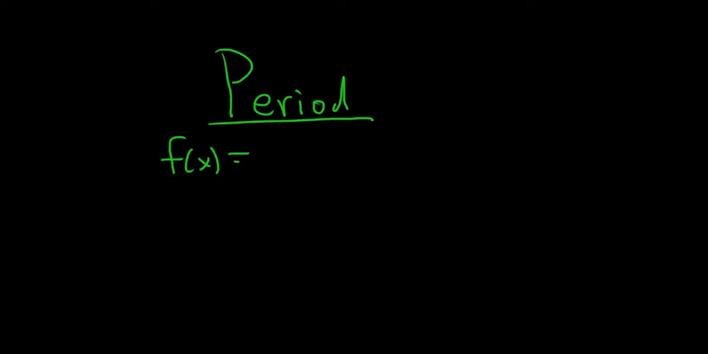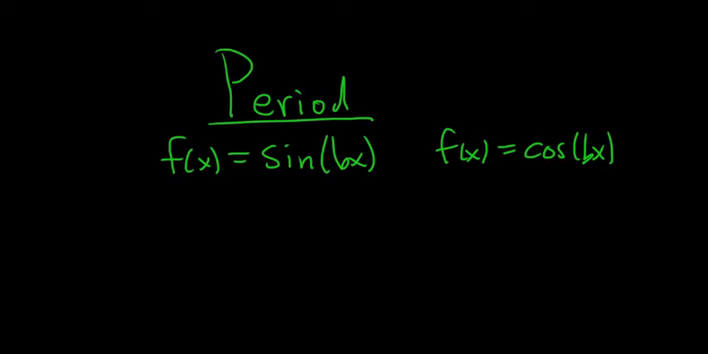Let's talk about the periods of sine and cosine. So we know that both sine and cosine have period 2 pi. Here we're going to look at two special cases: sine bx and cosine bx. So two functions, I call them both f of x.